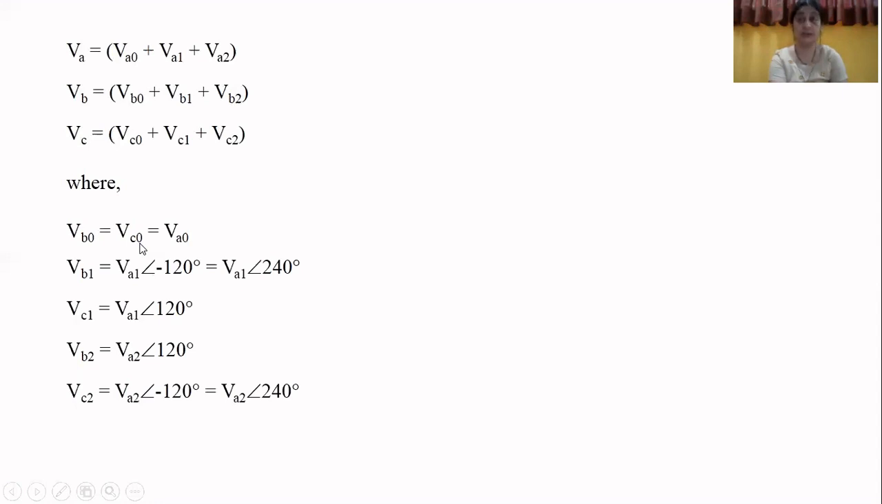Whereas when it comes to the positive sequence components, VB1 has the same magnitude as that of VA1, but it is displaced by 120 degrees, so VA1 at minus 120, or VA1 at plus 240. Similarly, VC1 is further displaced by another 120 degrees. Therefore, VC1 will be equal to VA1 at minus 240 degrees, or VA1 at plus 120 degrees. These correspond to the positive sequence.